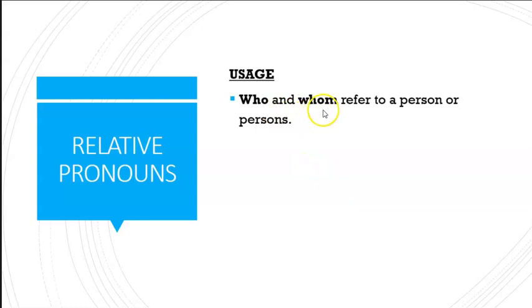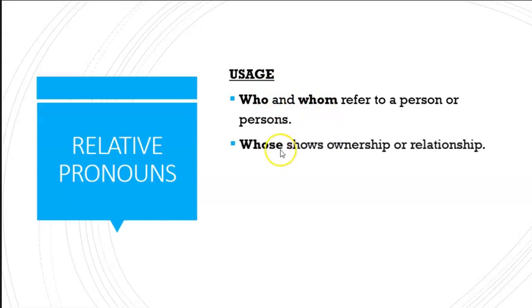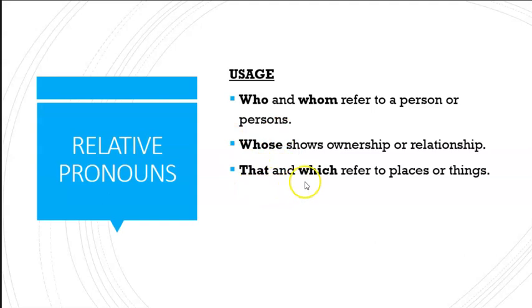So we use who and whom when we're referring to a person. So if the clause that's being introduced is describing a person, we use who and whom. We use whose if it's going to show ownership. Okay, so if the clause that's being introduced shows the ownership of the word in front of it, we use whose. And then that and which when referring to places or things.